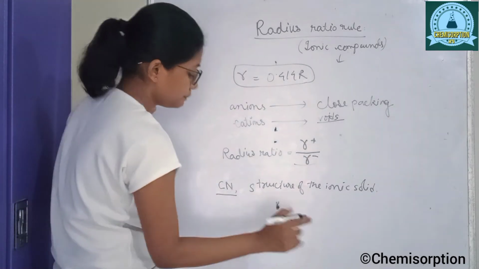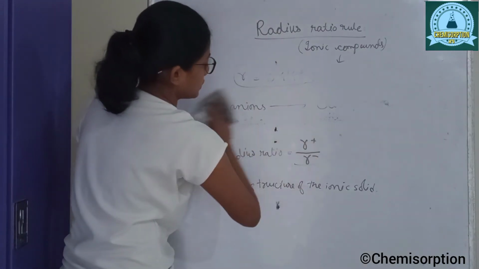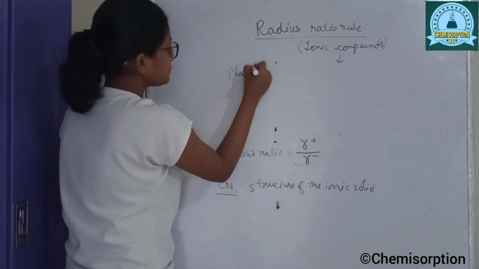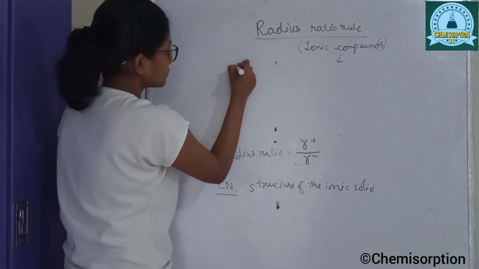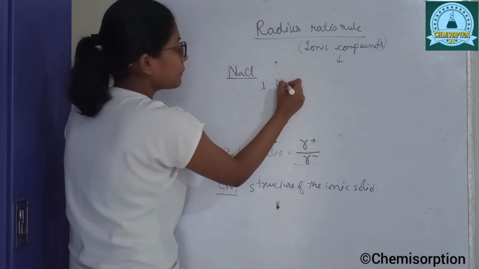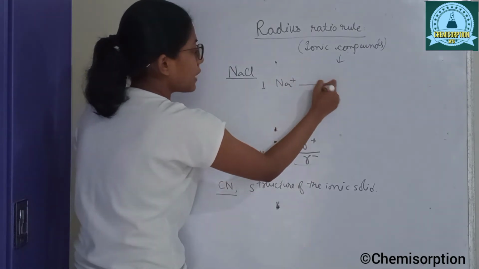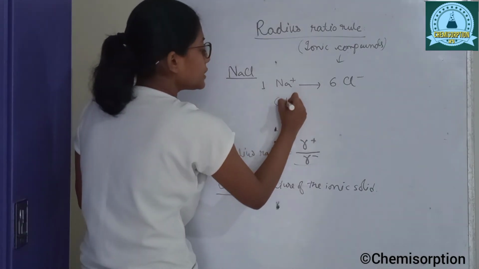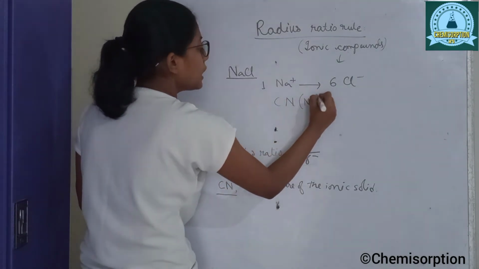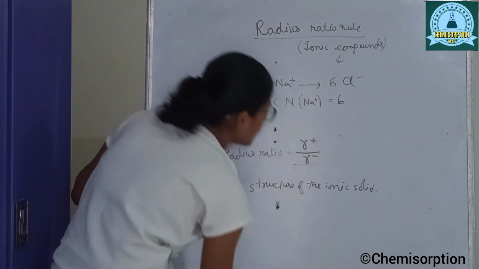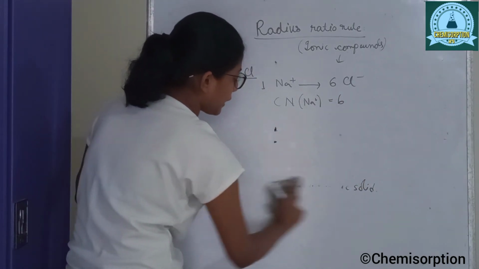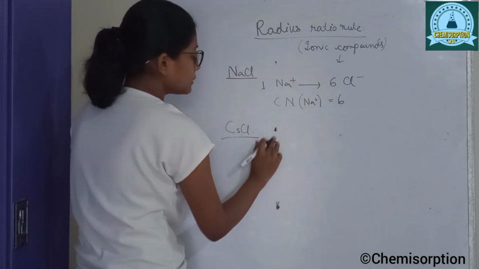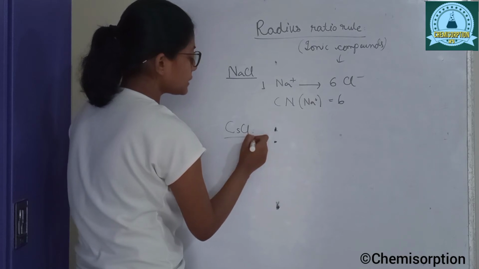For example, in sodium chloride, each sodium atom is surrounded by 6 chloride ions. So here coordination number for sodium ion is equal to 6. Similarly for chloride ion.